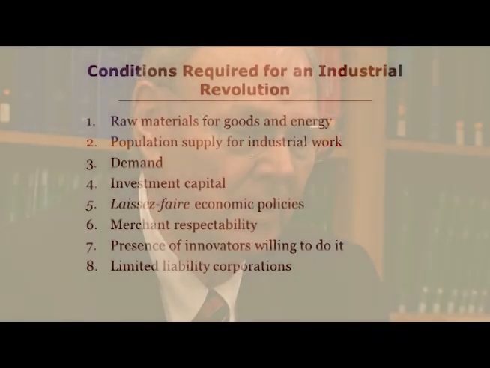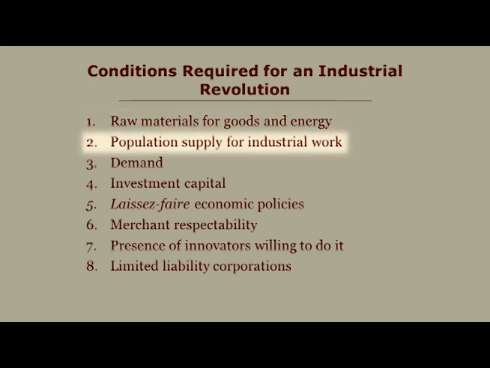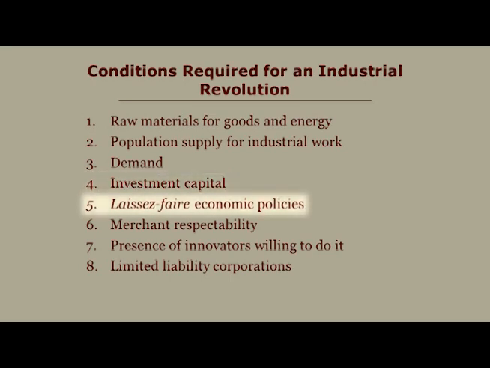Well, let's now talk about the conditions that were required for the Industrial Revolution to occur. First, there had to be raw materials, and that also includes energy sources. Second, there had to be people that could go to work. Third, you had to have a market. And fourth, you had to have capital to build the factories and buy the equipment. Fifth, you had to have a government that was willing to let the forces of the market play out. And we call that laissez-faire.